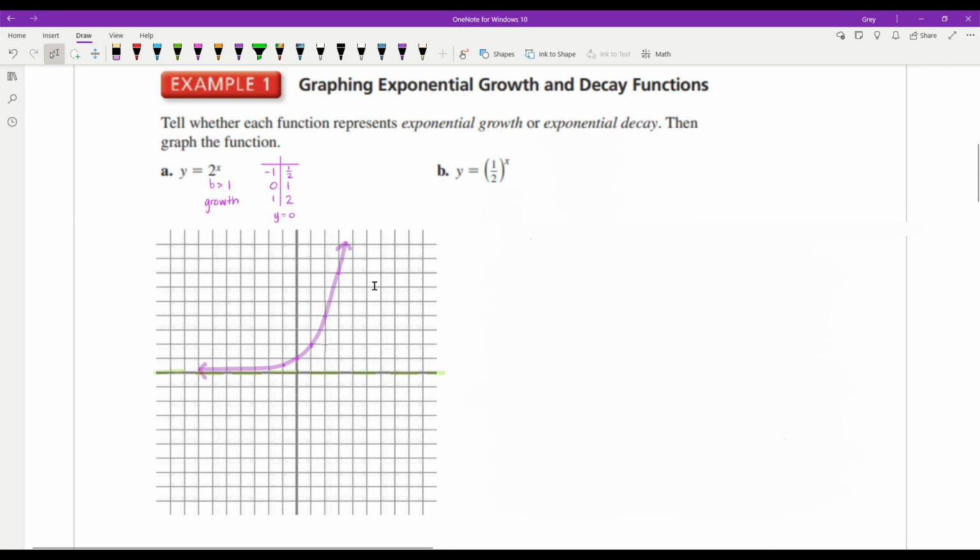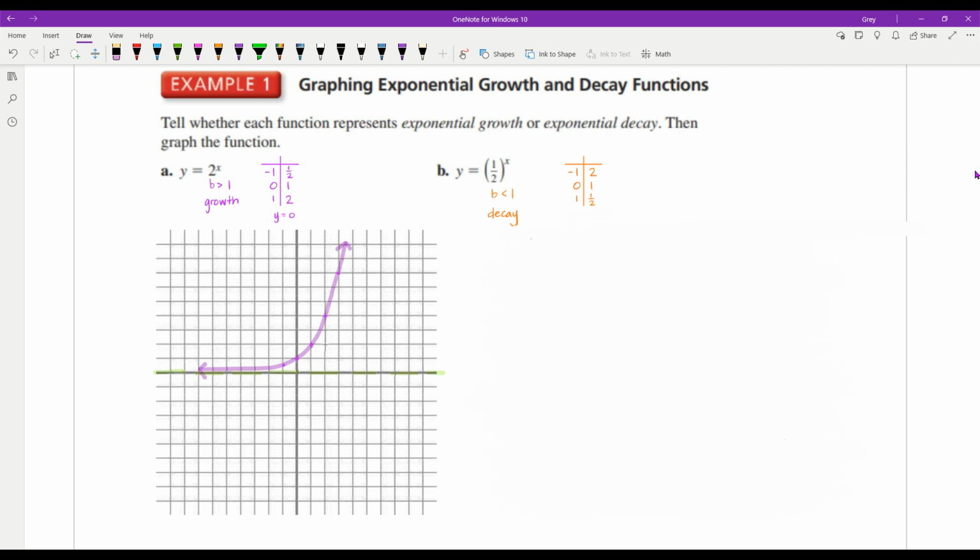Okay? All right. So let's look at y equals 1/2 to the x. My b in this case is 1/2. That is less than 1, so this is going to be decay. My key points, again, are negative 1, 0, 1. And then I'm going to have 1/2, 1, and the reciprocal of 1/2, which is 2.